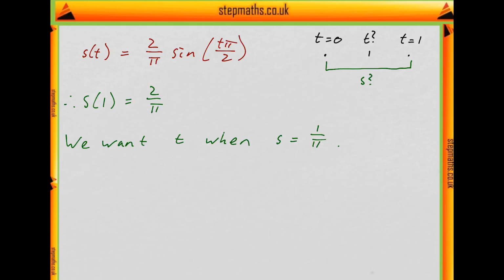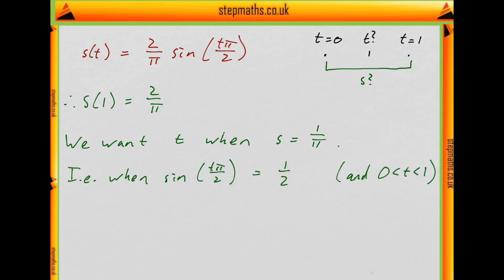So we want the value of t when we're at half of this distance, which is just 1 over pi. Alternatively, if we want the time at half of this, and half of this was when sine was equal to 1, we want the time when sine is equal to a half. So we want sine of t pi by 2 to be equal to a half. We just have to be careful because this has lots of solutions because it's a sine function, so in particular we want the value of t between 0 and 1.